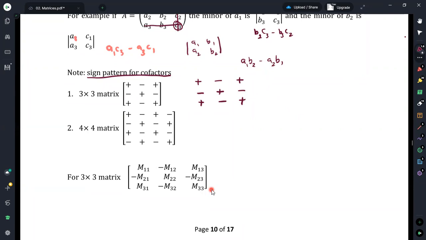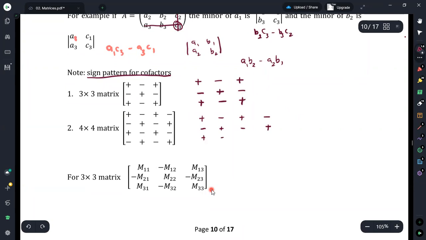The concept is same as previous. We start from the plus sign, then minus, plus and minus, then we have to come down, and then we'll get the second row signs in this way. Similarly, third row will be in this way, and fourth row can be written in this way.